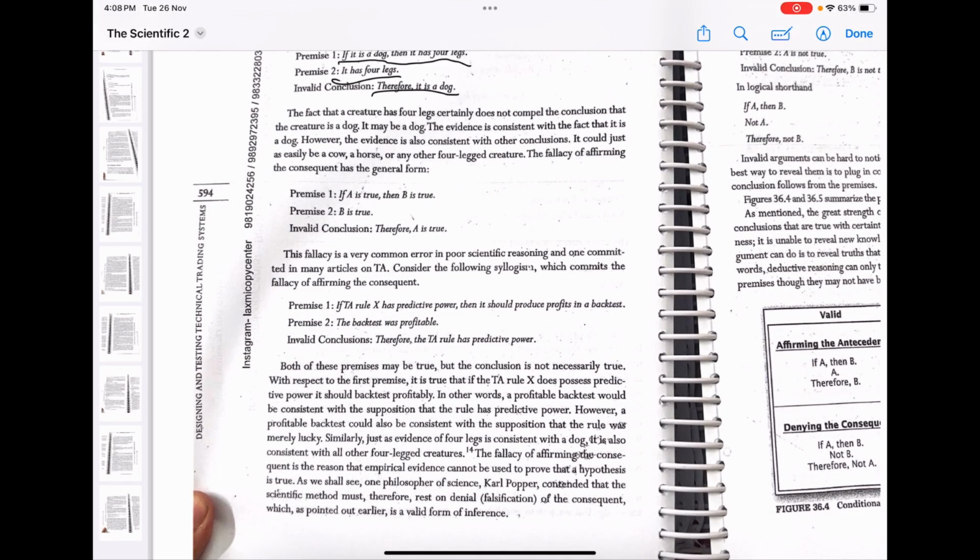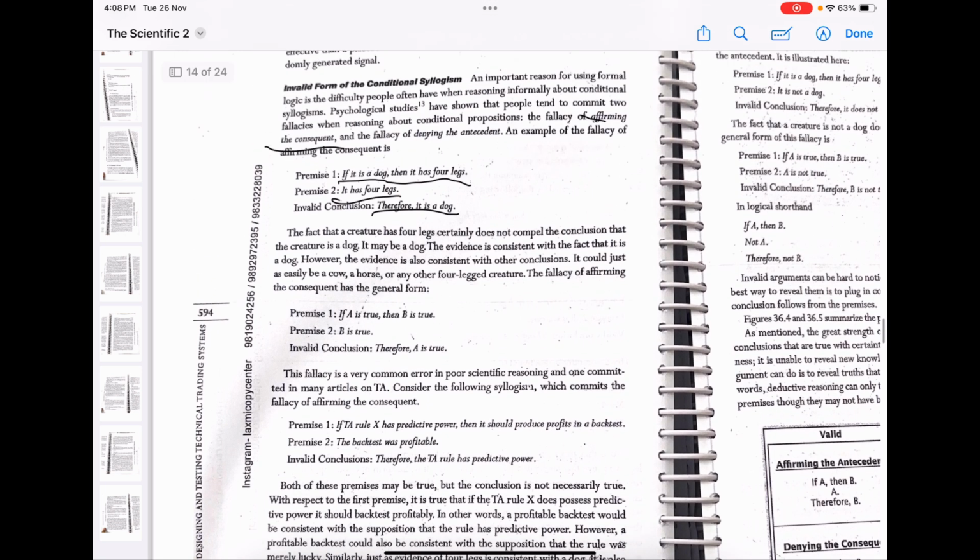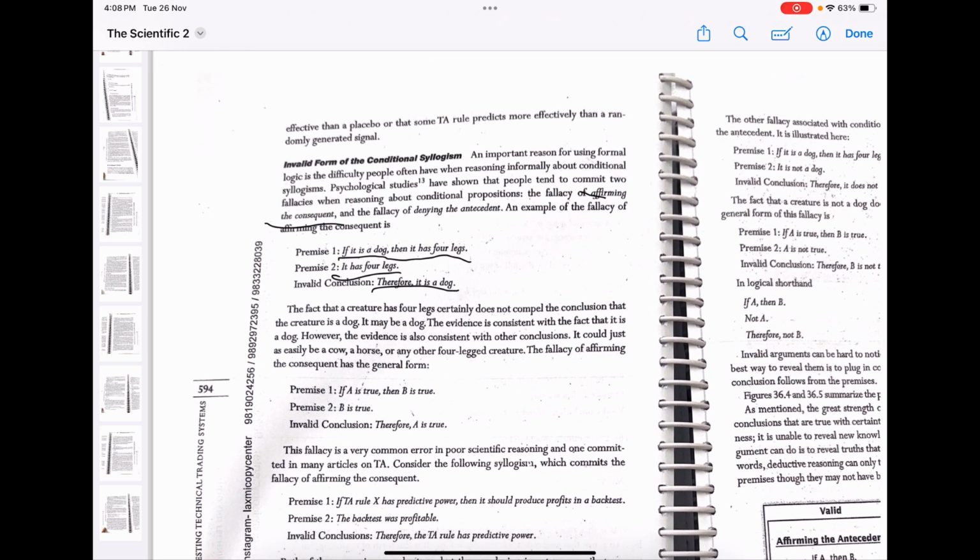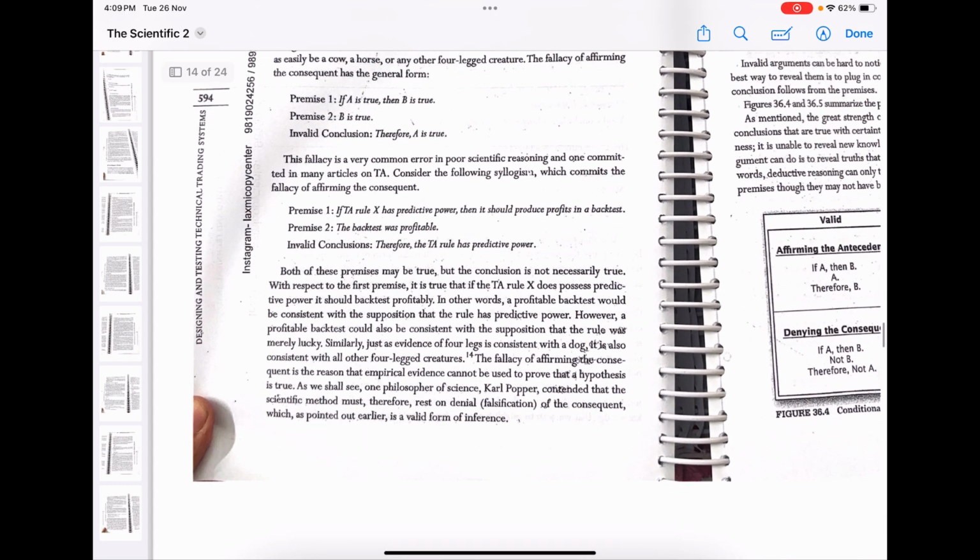All right. So I hope you understood what they are saying, right? That you cannot affirm the consequent, right? And you cannot affirm the consequent and deny the antecedent. It cannot be that way. All right.